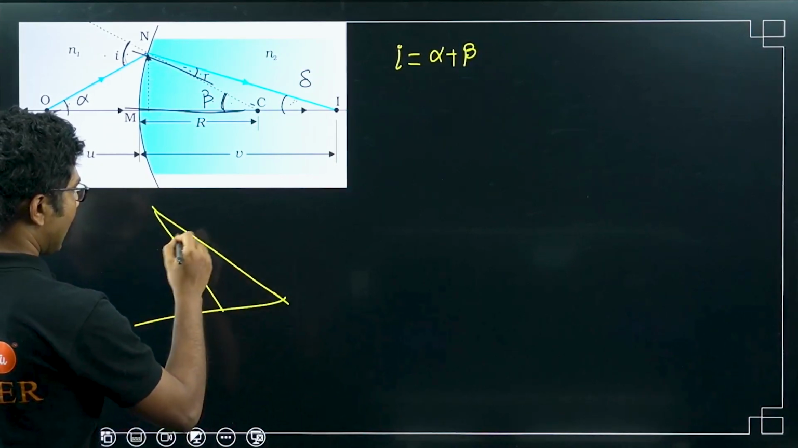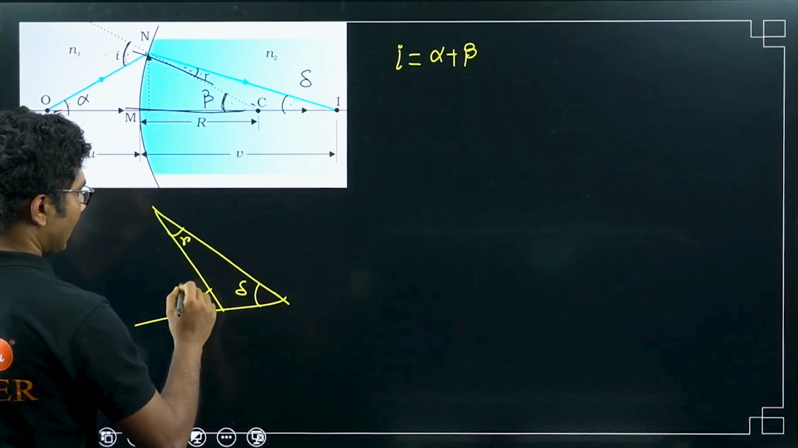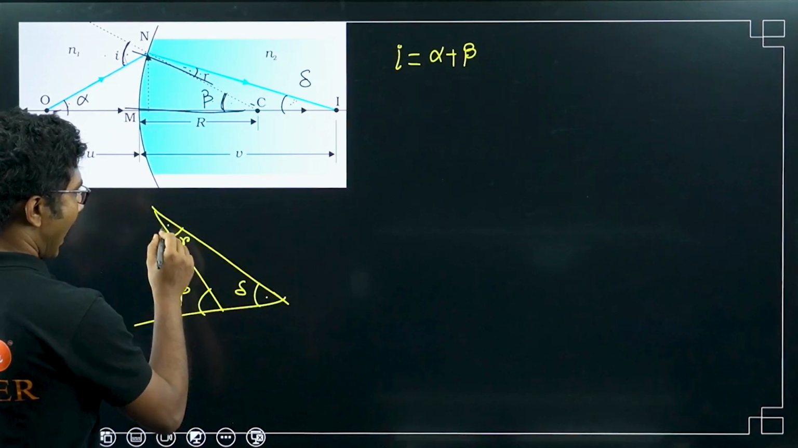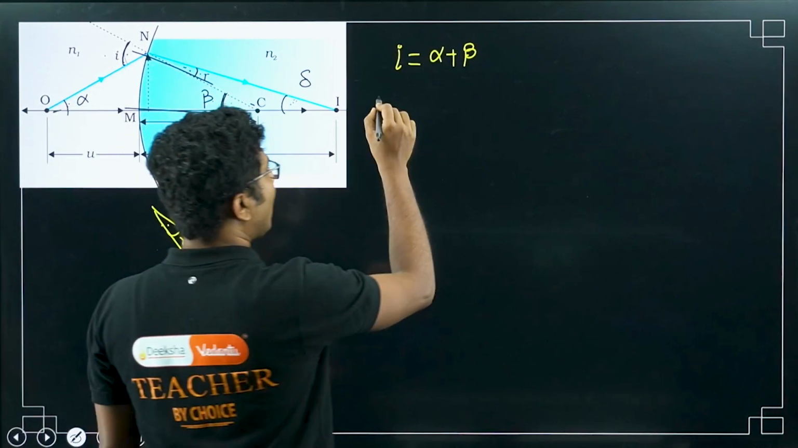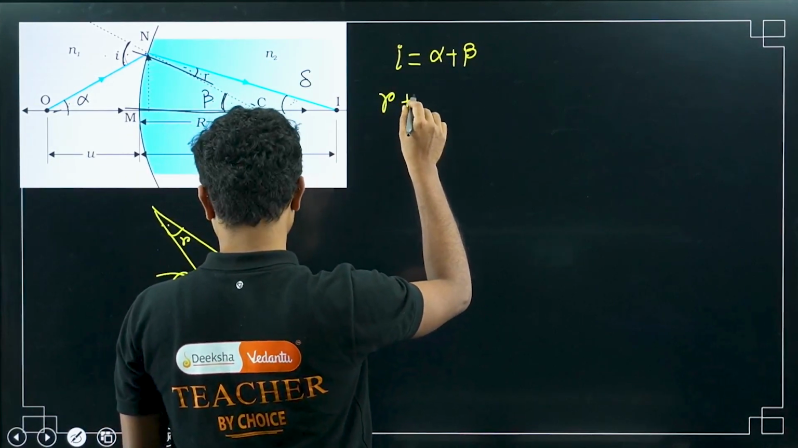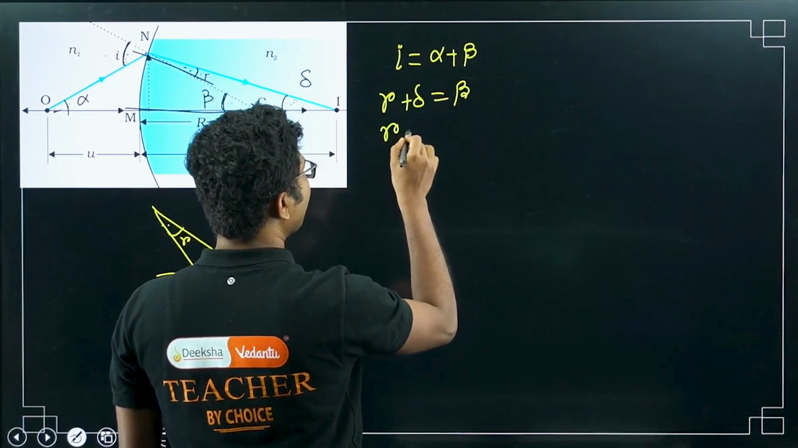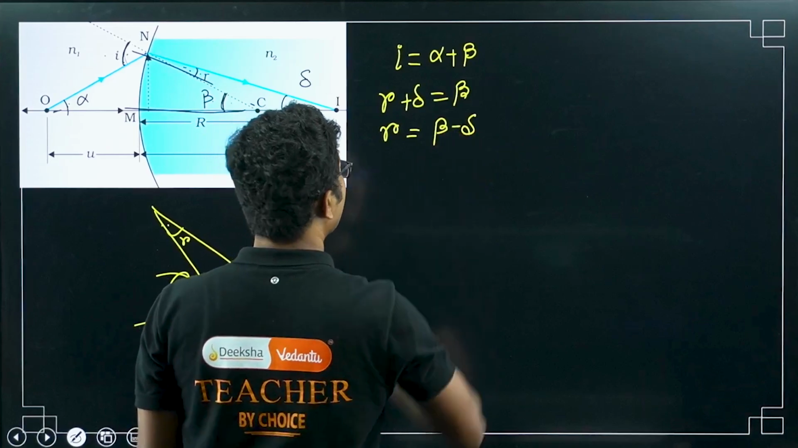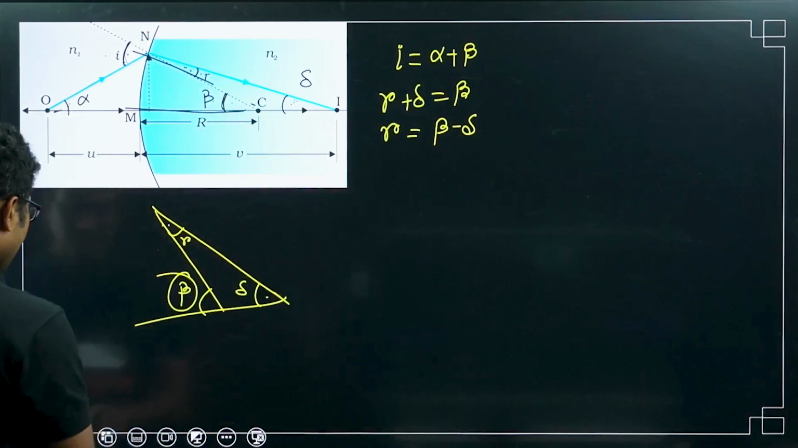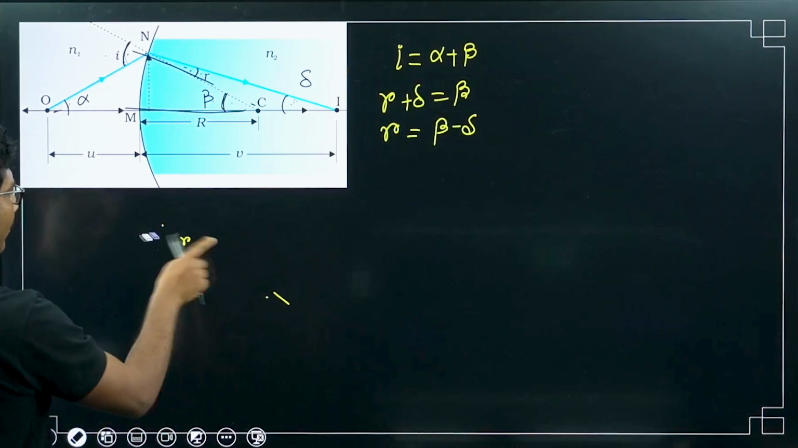Okay, this is R, this is delta, this is beta. So now in this case, if you add these two angles, you should get beta. So R plus delta equals beta, or R equals beta minus delta. Okay, so these are the relationships that we have calculated. Now what else do we have to do?